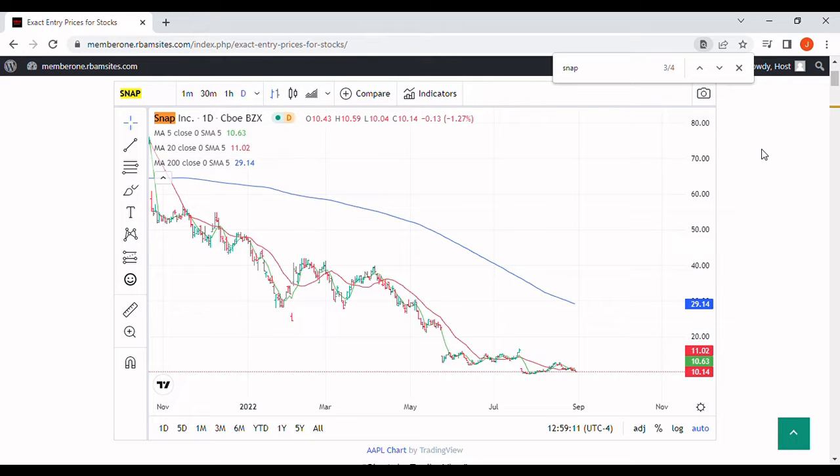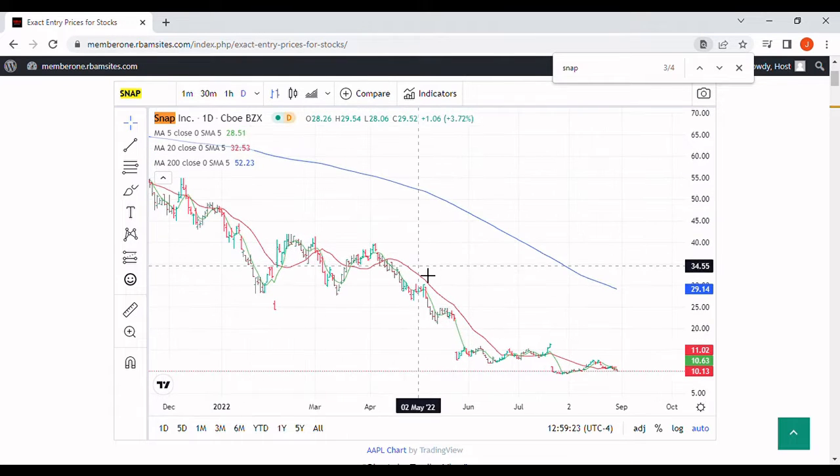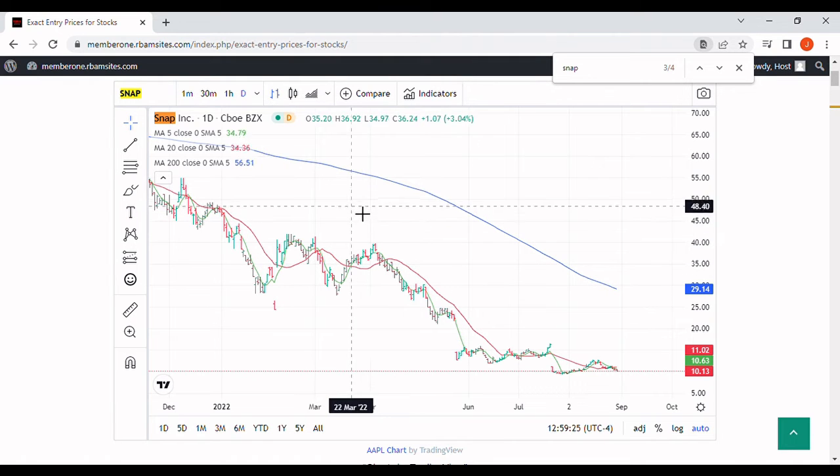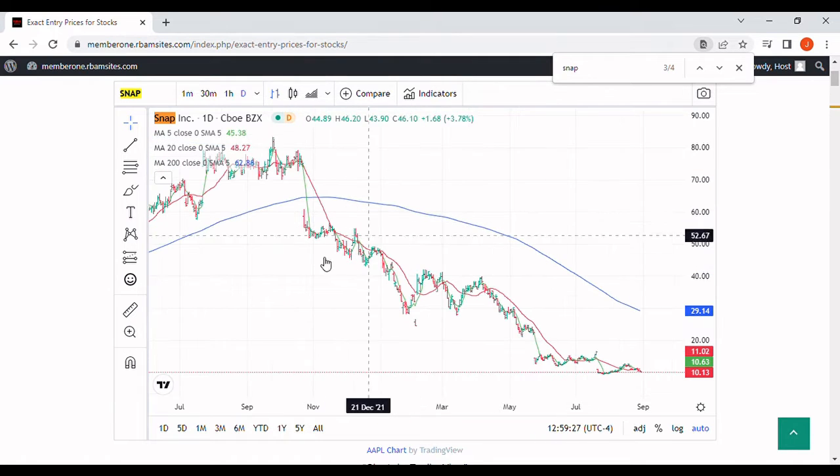We're going to do a quick video on Snap stock. That's SNAP stock, Snapchat. And we're looking at a daily chart here of Snap. And we've got a green 5-day, a red 20-day, and a blue 200-day moving average. And let's just go back a little bit.